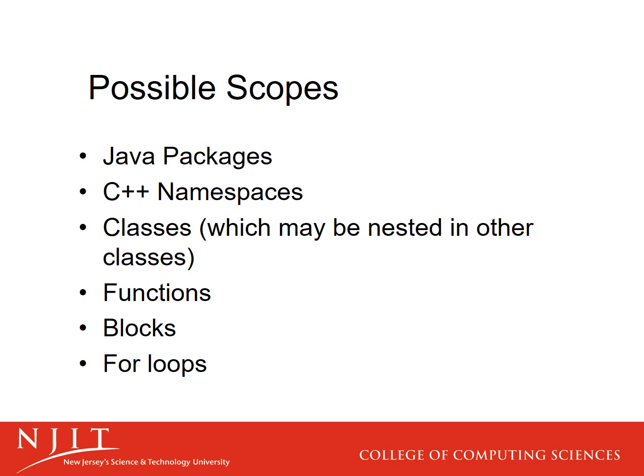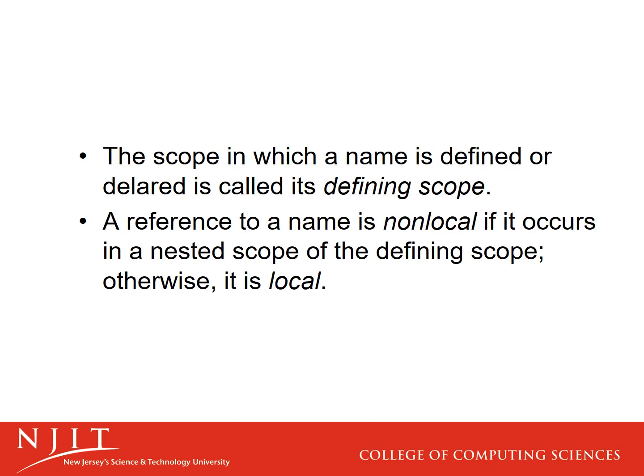Okay, so the reason we care about this is that the scope in which a name is declared determines its visibility. The scope in which a name is defined or declared is called the defining scope. And a reference to a name is non-local if it's in a nested scope, otherwise it's local.